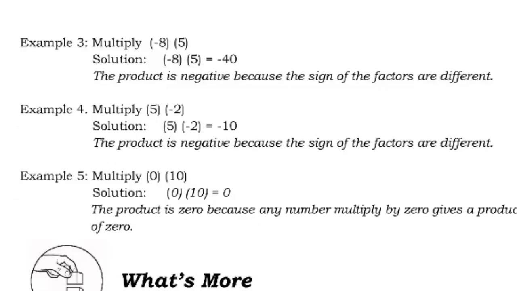Example 3, multiply negative 8 times 5. They are unlike, so the product should be a negative answer. So negative 8 times 5 equals negative 40. Example 4, 5 times negative 2. Again, they have different or unlike signs, so the answer here will be a negative number, negative 10. Then example number 5, multiply 0 times 10. Any number multiplied by 0 is equal to 0. Therefore, the answer here will be 0.